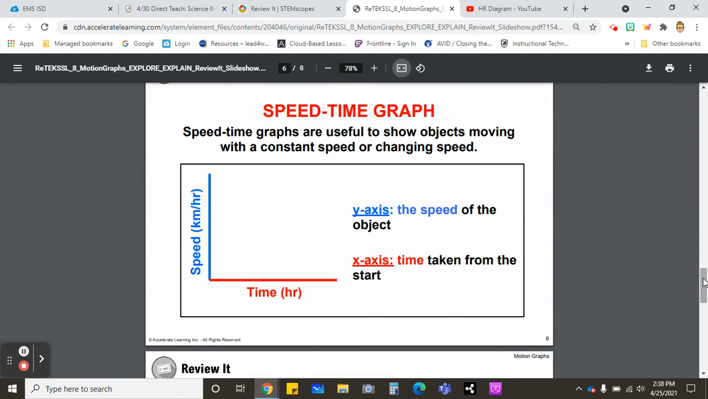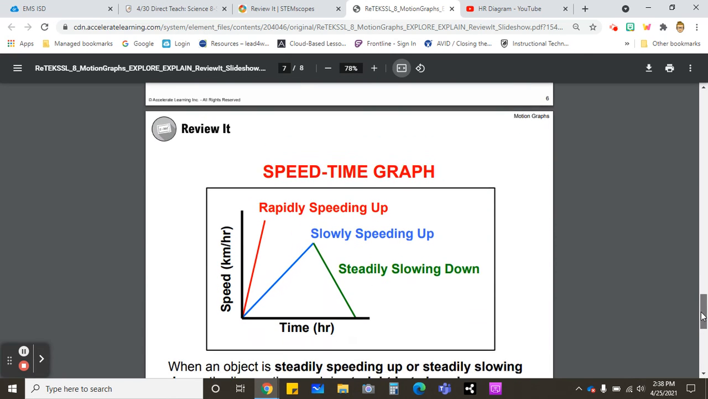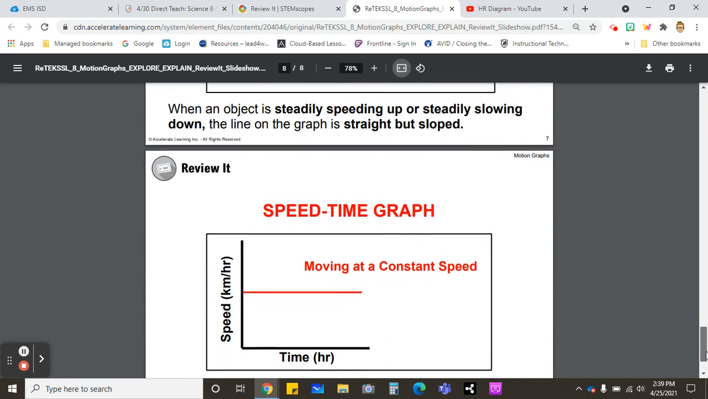Another type of graph you might see is a speed time graph. Now, these are different than distance time graphs, and y'all are very familiar with these. So you have to really pay attention to what the y-axis says on the graphs because it really makes a difference in how you're going to describe the motion. In this case, the line means speeding up. This means slowly speeding up, and this means steadily slowing down. So these lines are a little different.